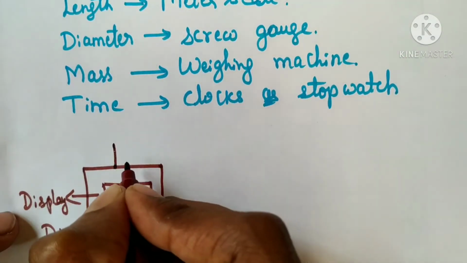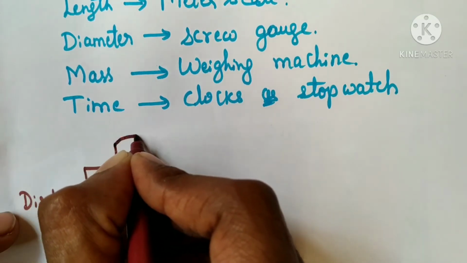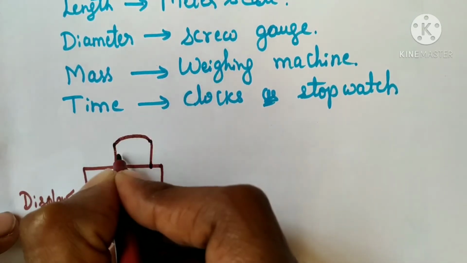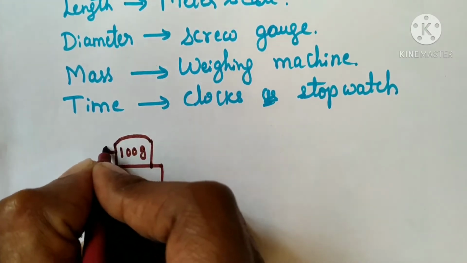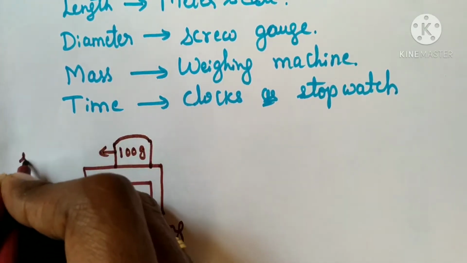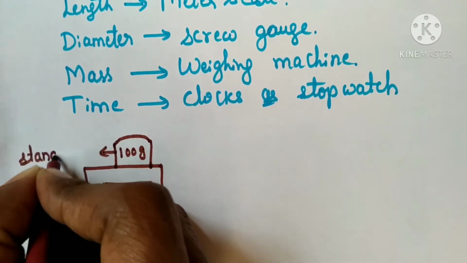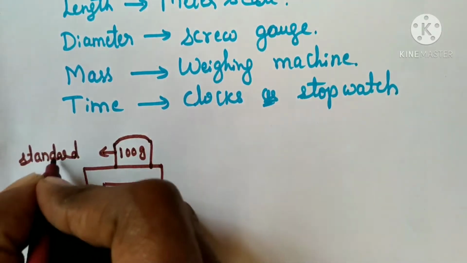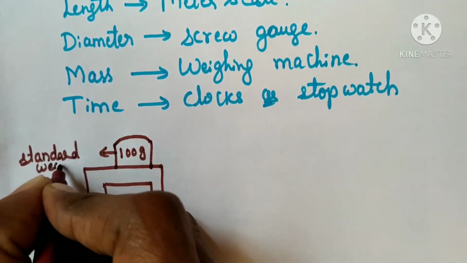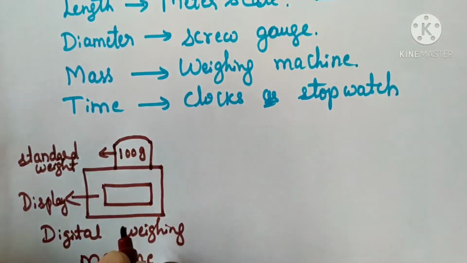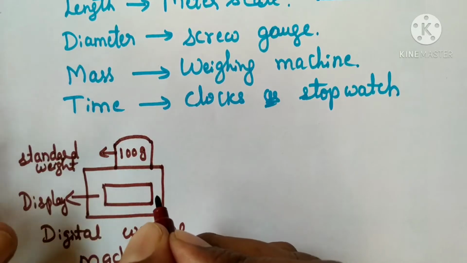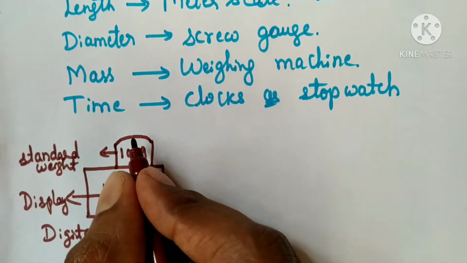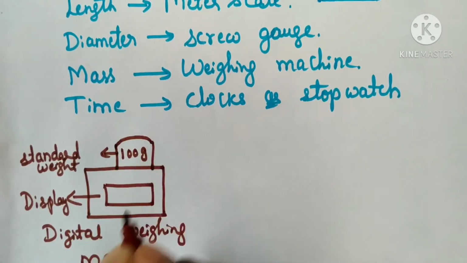Here I will take a 100 gram weight. Let us imagine this is a 100 gram weight, so I know the value. This is also called a standard weight, because I know the value of this weight. Now I will take that standard weight and put it on this digital weighing machine.